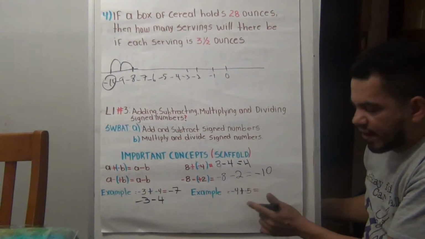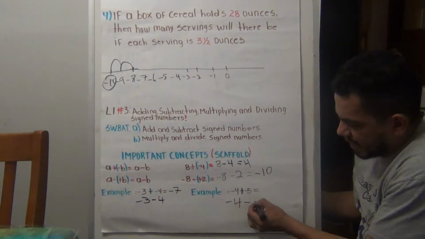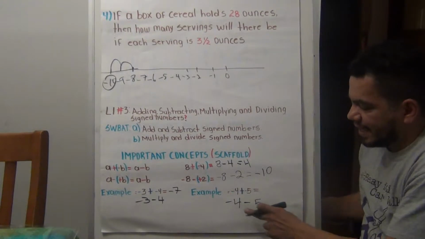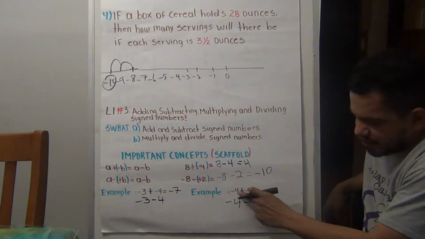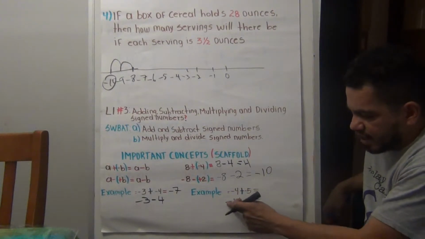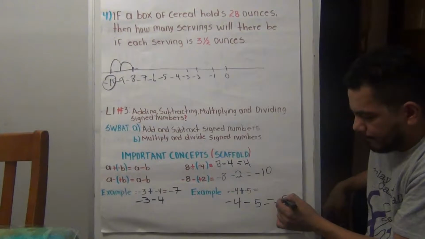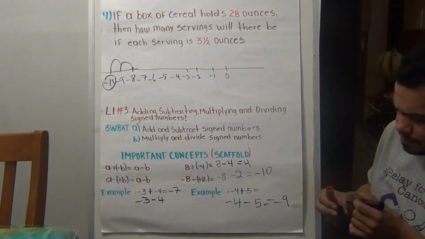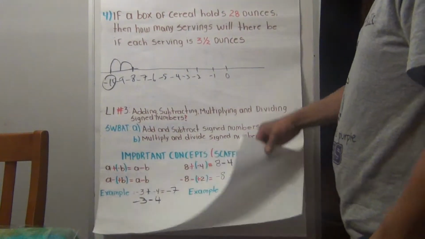What about this one? Negative 4 plus negative 5 is the same thing as negative 4 minus 5. See that? Now, remember, when you're adding two numbers that are negative, they have the same sign. Yes, look, negative 4, negative 5, negative 9. Alright? Cool. Let's see what else is in this little thingy.